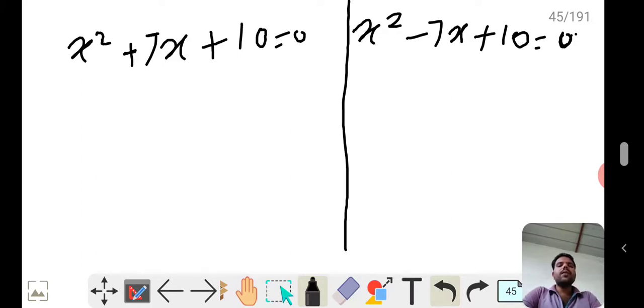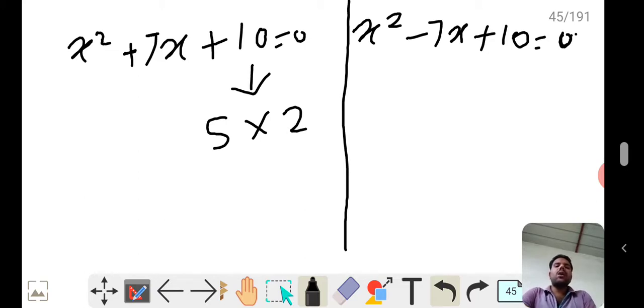First, look at the constant term. The constant term is 10. We have to find two numbers such that their multiplication is 10 and their sum is equal to the coefficient of the x term in the given quadratic equation, that is, their sum should be 7. If we write 5 into 2, the multiplication of 5 into 2 is 10, and the sum of these, 5 plus 2, is 7.